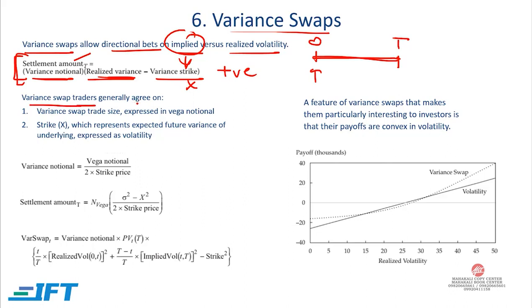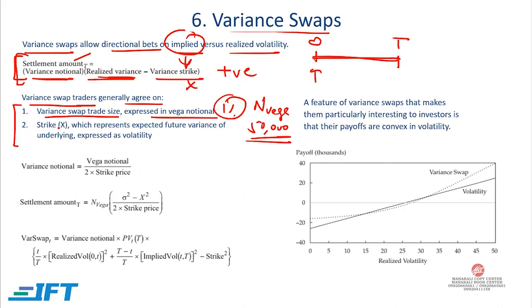Variance swap traders generally agree on these two items. The first is the variance swap trade size expressed in Vega notional. Vega notional gives a sense for the profit associated with the swap if there is a 1% change in volatility. So if the Vega notional, which is also written as N Vega, is 50,000, this means that if the realized volatility is 1% more than the volatility strike, then the profit will be 50,000.